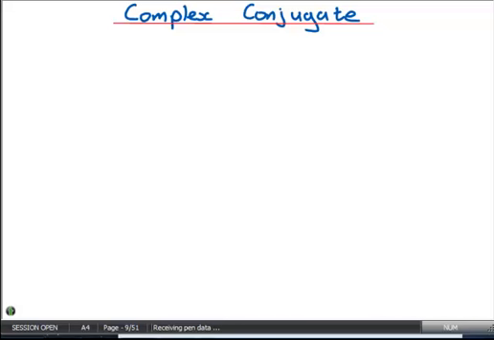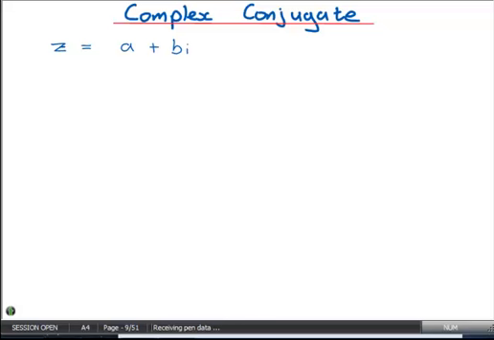So here we're going to talk about what a complex conjugate is. The best way to look at it is with a simple example to start off with. Normally we write complex numbers as z. So if z is equal to a plus bi, that's just some complex number called z.